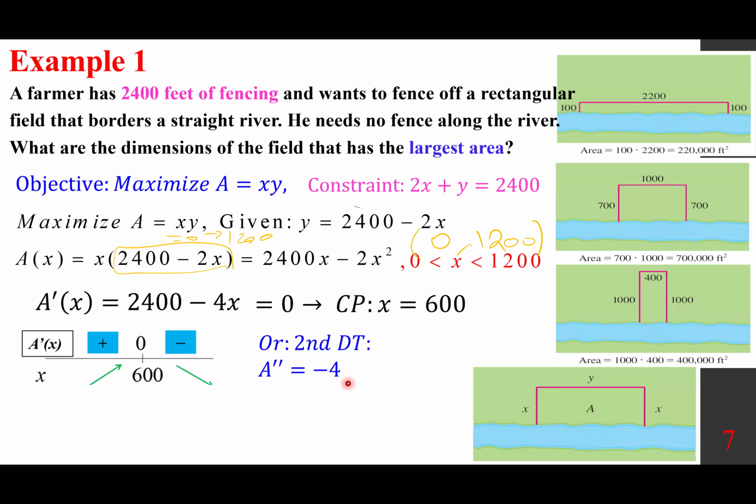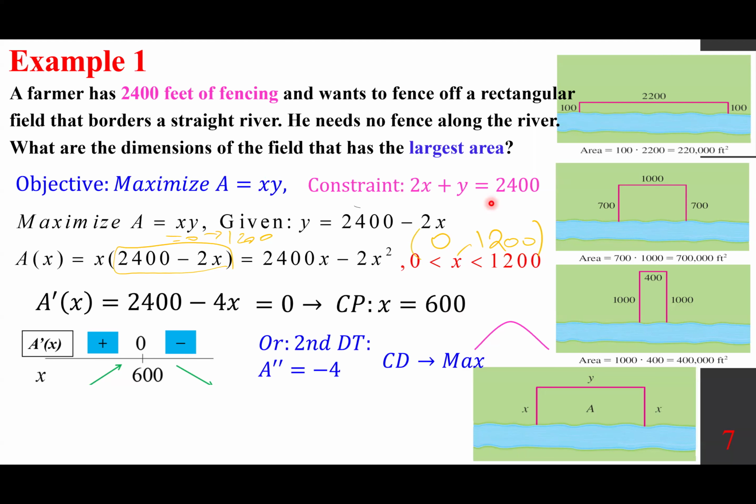When the second derivative is negative, it means it's concave down, which means you have a maximum. So because this is negative, it's concave down, looking like that, so you have a maximum. I hope you recognize this is easier. So the maximum occurs when x is 600.